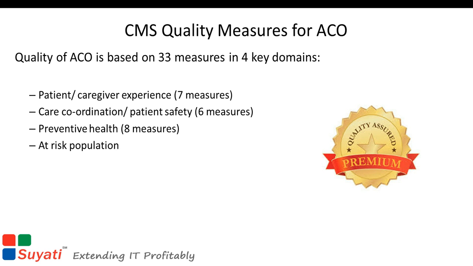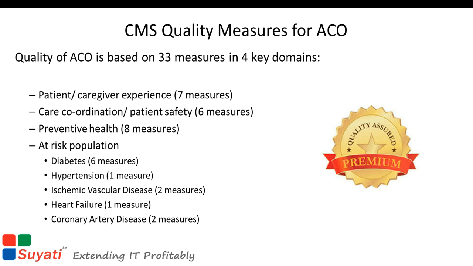The Centers for Medicare and Medicaid Services, or CMS, measures the quality of care provided by an ACO, based on which the ACO gets paid. The quality of care is measured using 33 nationally recognized measures in 4 key domains: patient or caregiver experience, care coordination or patient safety, preventive health, and at-risk population, which includes the patients diagnosed with diabetes, hypertension, ischemic vascular disease, heart failure, and coronary artery disease.